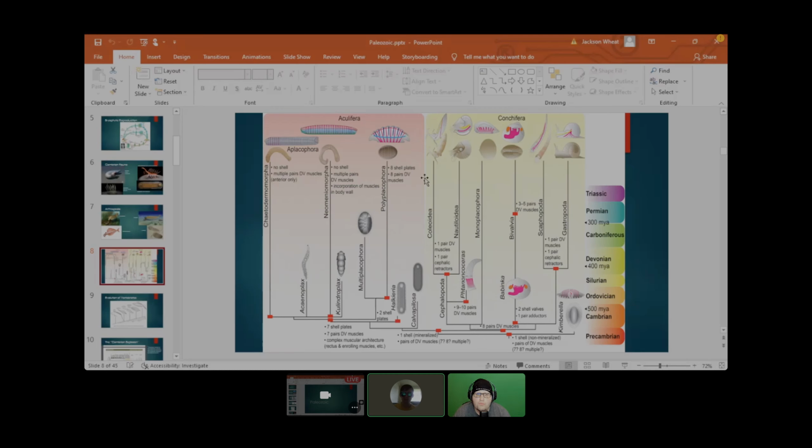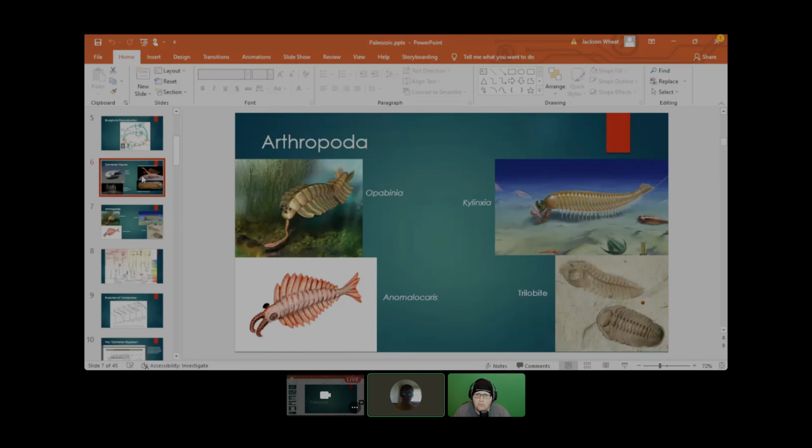So yeah, everything from right here, it says this one little spot right here, everything from here on up to today, those are all crown members, not stem members. So the stem members are the transitional fossils that creationists ask for, and they're here. We already have lots of them. They're all over the place.